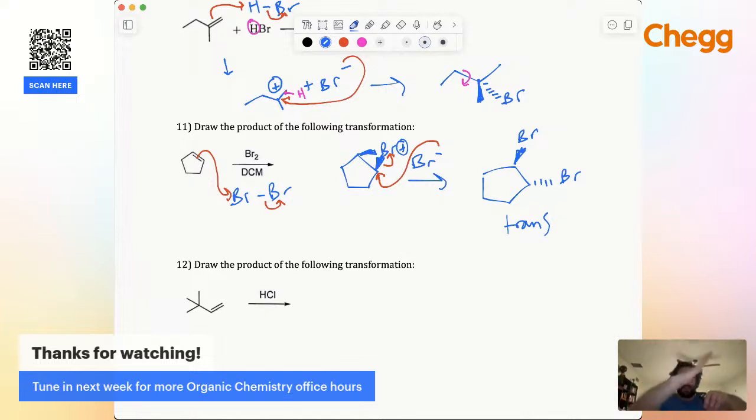So that'll end up on the dash, and the other one that was already on there will end up on the wedge. So you'll get this plus the enantiomer, right? That is chiral actually, and we'll get the mirror image of that. And so this is called dihalogenation, and dihalogenation is an anti-addition reaction. It is anti because the two groups add to opposite sides, which tends to yield a trans product. So that's that one.